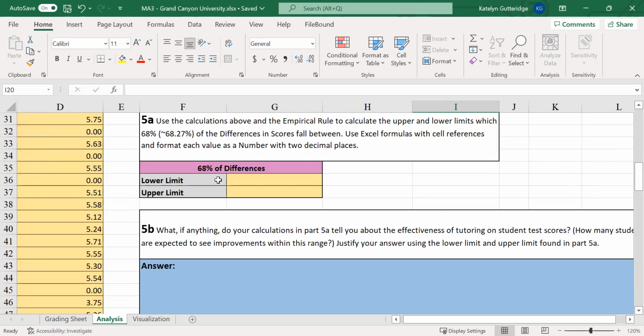So this finishes the first tab of the analysis, and I'll make a separate tab for the visualization.